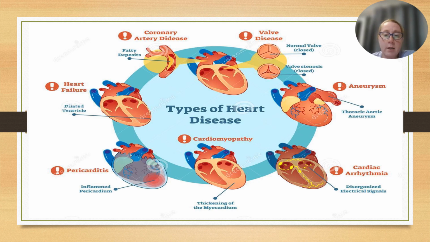Cardiomyopathy, this is thickening of the myocardium. And as we can see, what it does is it distorts one side of the heart. It will distort either the right or the left chamber, and this, of course, has a snowball effect, and the heart's not able to pump properly, and we can get what we call a low ejection fraction. Pericarditis, inflamed pericardium, and this is something very common.